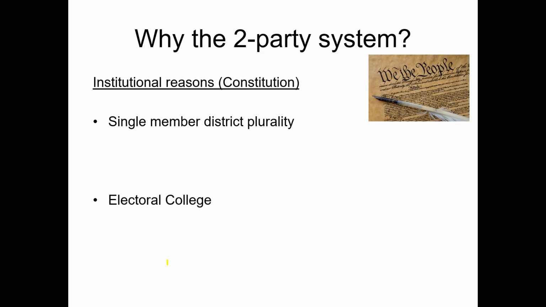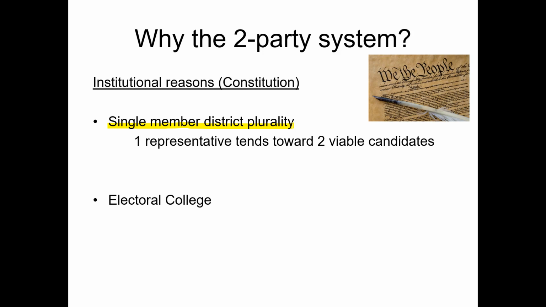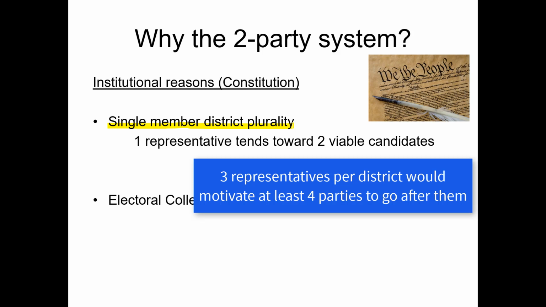But in the Constitution, we do have the single-member district plurality, which means that there is one representative that's elected from each district. And over time, that has quickly shown to be conducive to just two candidates because there's no second or third member from that district that would motivate additional parties to come into the race. For example, if you have a multi-member district where you are electing 3 representatives, well, after the first 2 representatives get elected, there's still that third representative that needs to get elected, so therefore at least a 4th party would be motivated to stick around to try to get that third place.